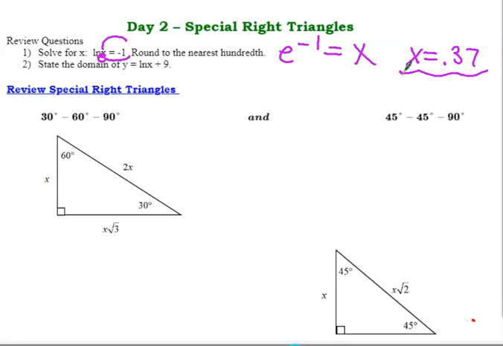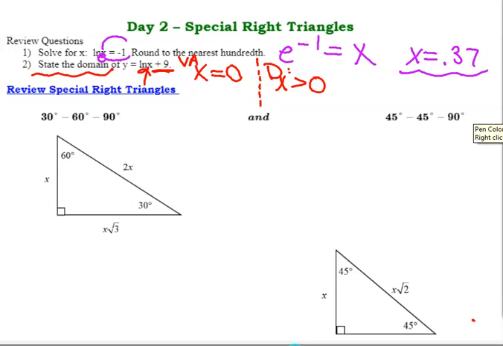Good. All right, the next one says state the domain. If it's x plus 9, there's nothing attached to this x. That's how I figure out what the domain is if there's anything attached to x. So x equals 0 is the asymptote, right? So my domain is x is greater than 0, because my vertical asymptote is x equals 0.